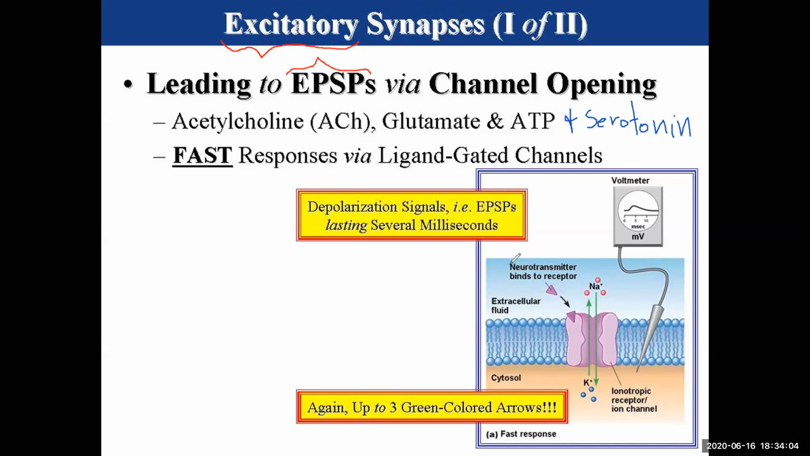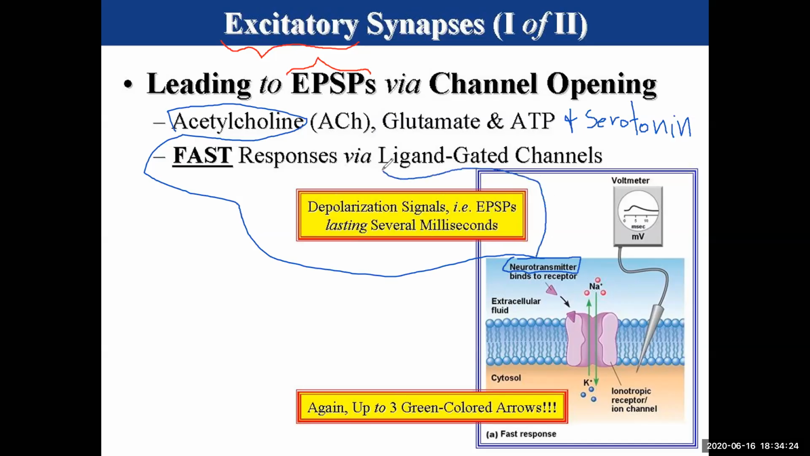shown down here. So the neurotransmitter, they can be of four types. They can be ACH, they can be glutamate, we can talk about ATP, or it can be serotonin. So these four examples are down here.